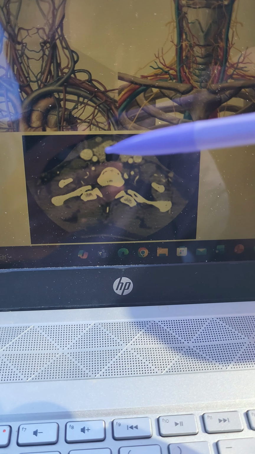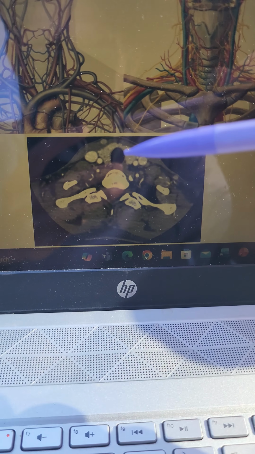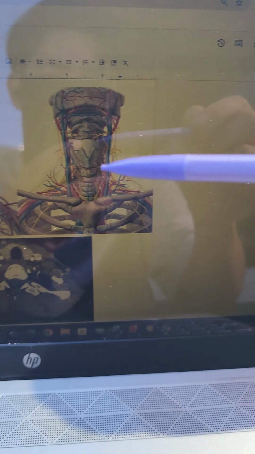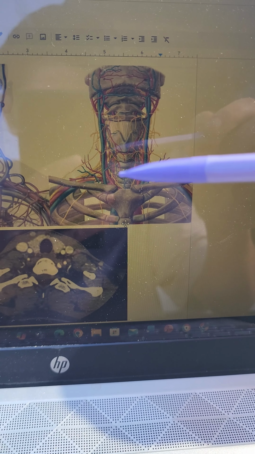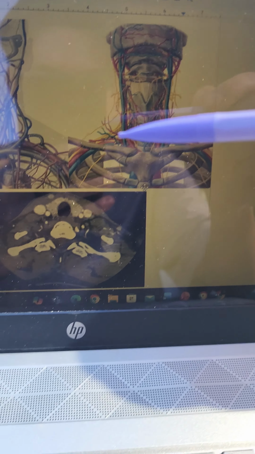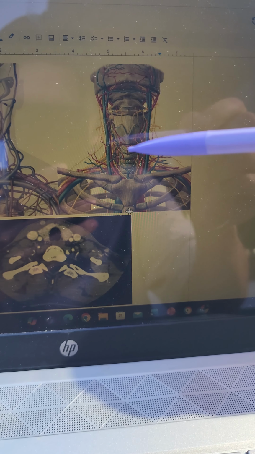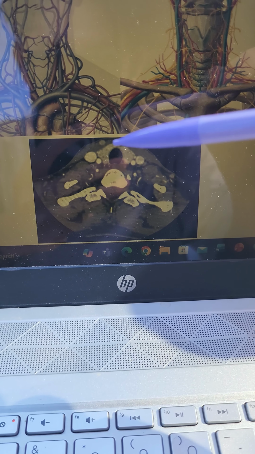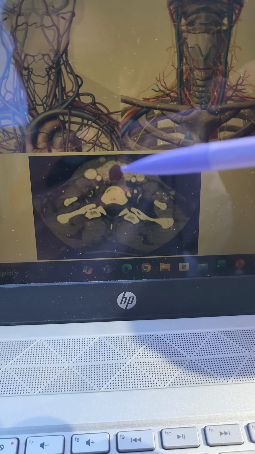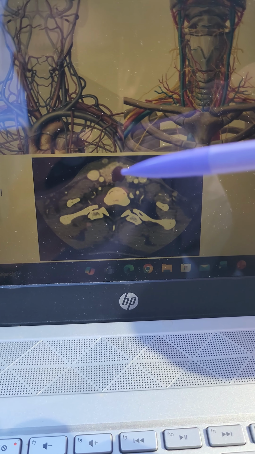But we have the right lobe, left lobe of the thyroid gland, which sits lateral to the trachea and is positioned along the second through fourth tracheal rings. Again, inferior to the thyroid cartilage. The isthmus right here connects the left and the right lobes of the thyroid gland to join together anterior to the trachea.